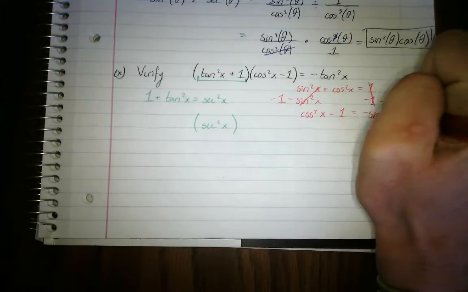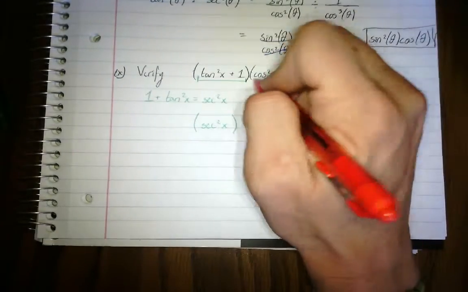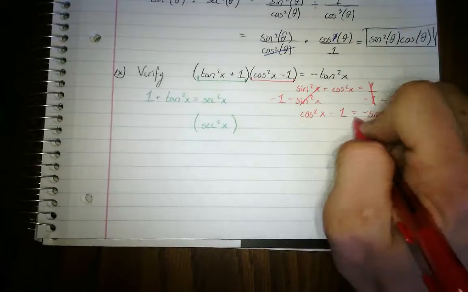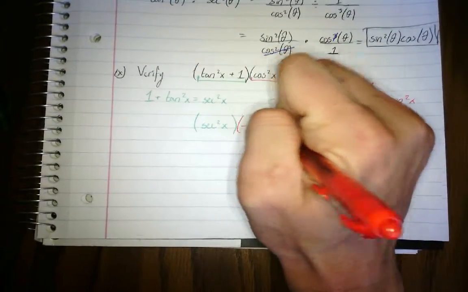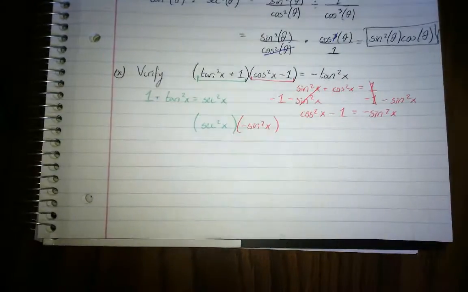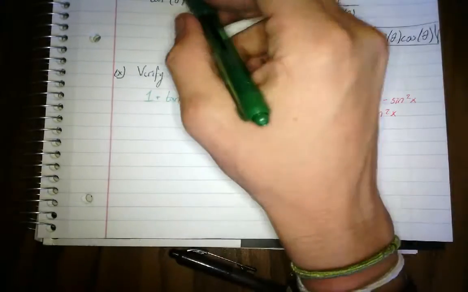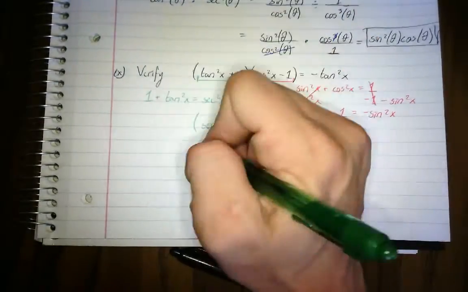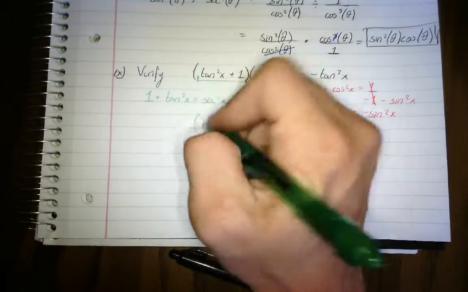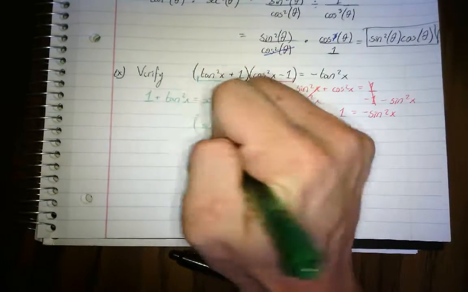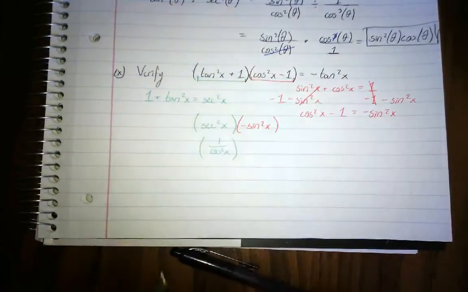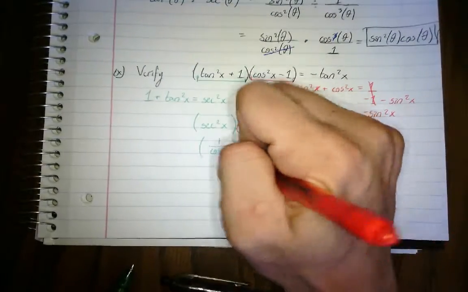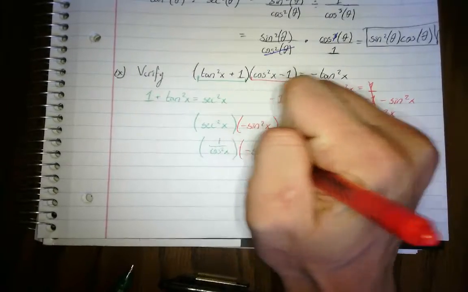So notice how we had to kind of rearrange that, which means that this guy right here is going to be the negative of sine squared of x. Well, just from the last example, we found out that the secant of an angle is just 1 over the cosine of that angle. So we've got 1 over cosine squared of x times negative sine squared of x.